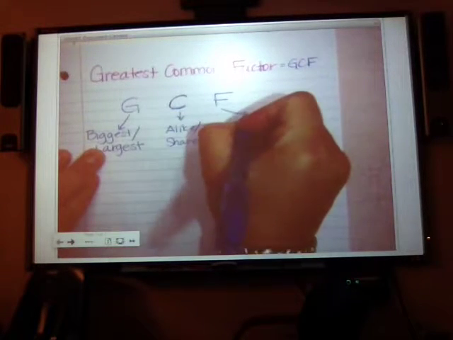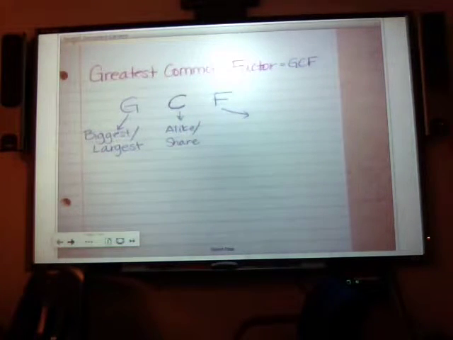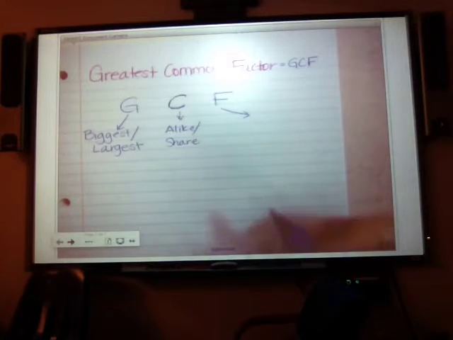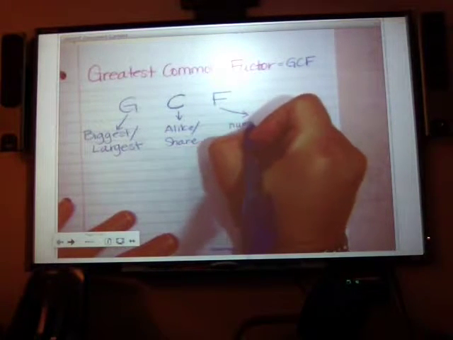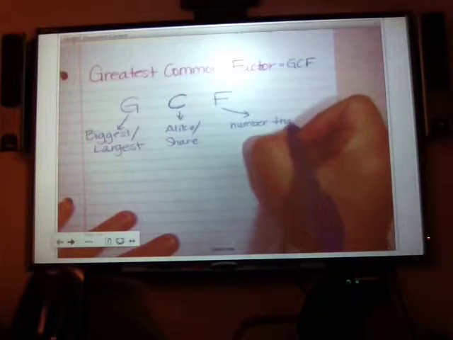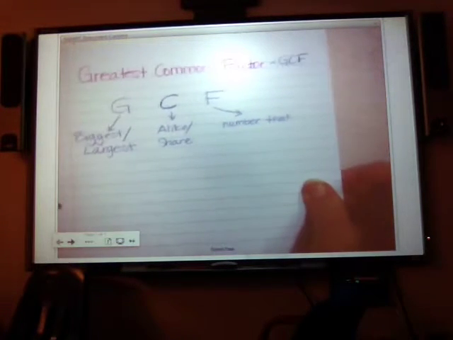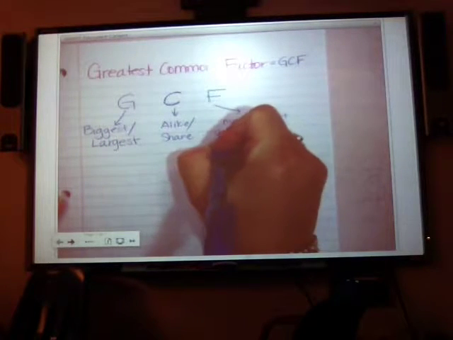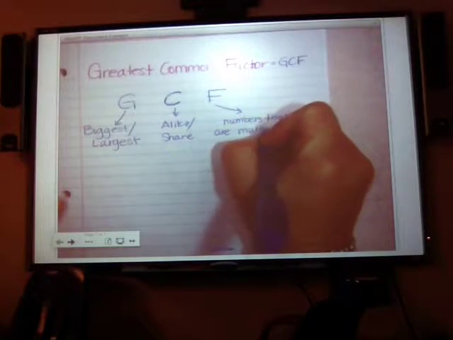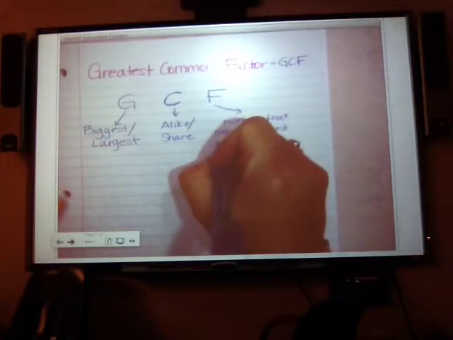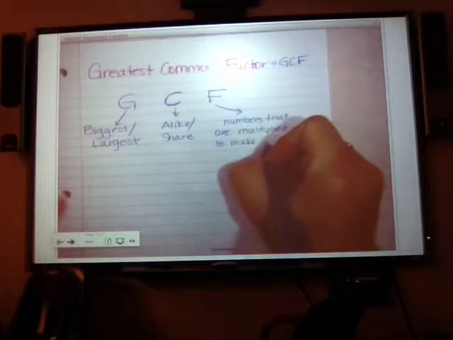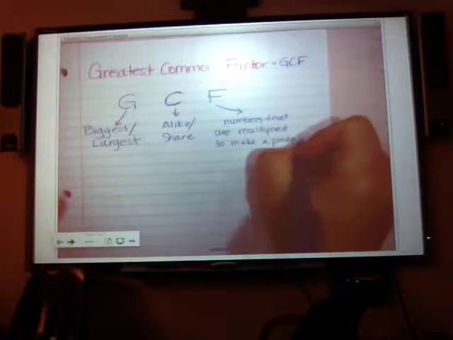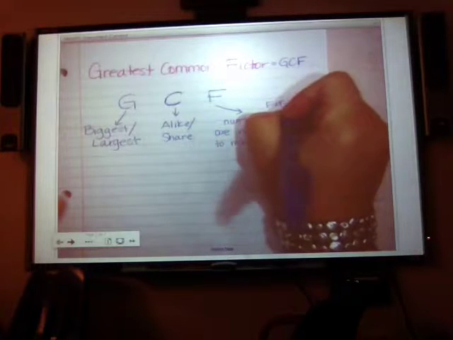And then finally, factor. What is a factor, Jaden? A number. Okay, a number what? A whole number. A number that you are multiplying. Good, there you go. Numbers that are multiplied to make a what? Great job, product. Factor times a factor equals a product.